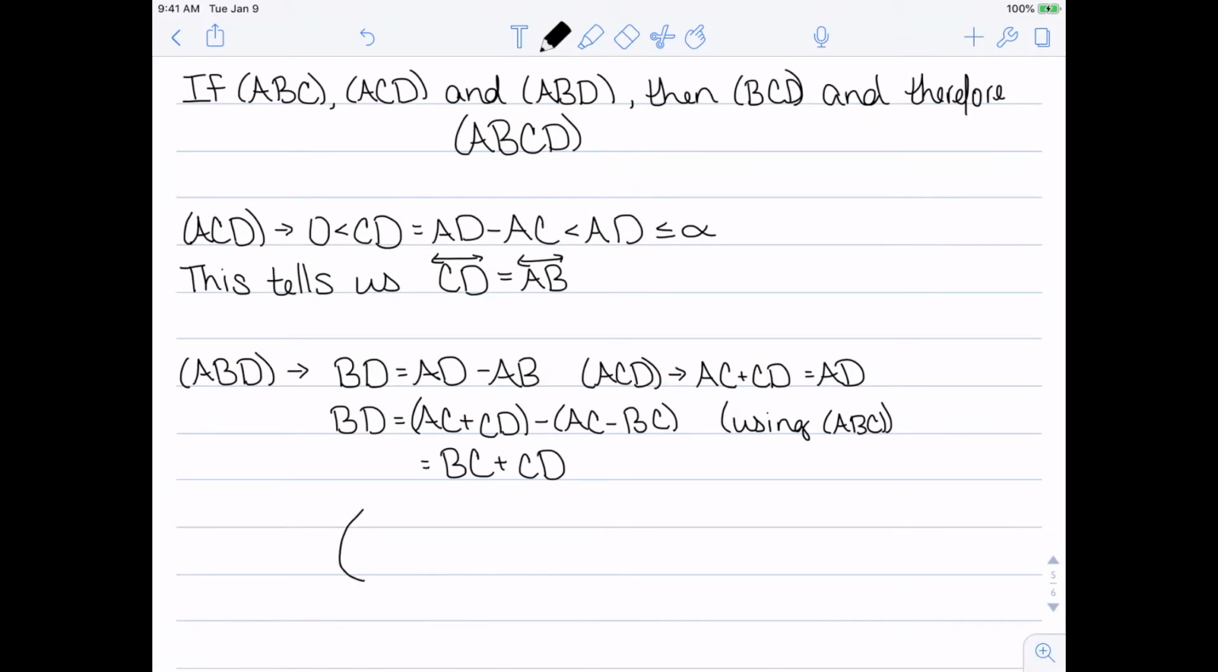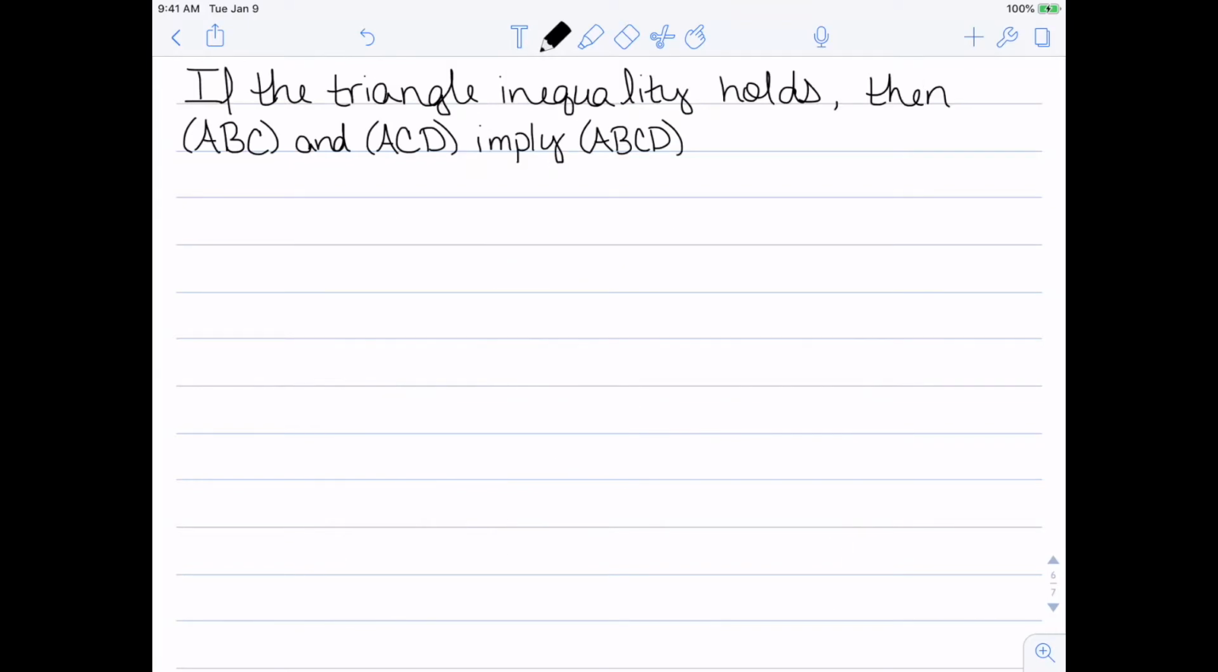So that tells me that I have BCD, which is what I needed. Now that I have all 4 of my relationships, I'm guaranteed to get ABCD. One more: if the triangle inequality holds, we can actually cut it down further and get that we just need ABC and ACD.